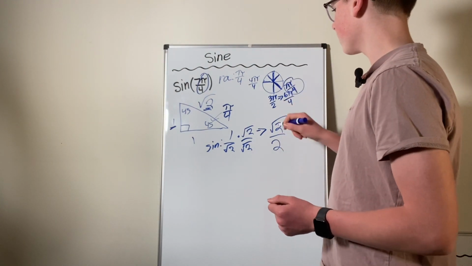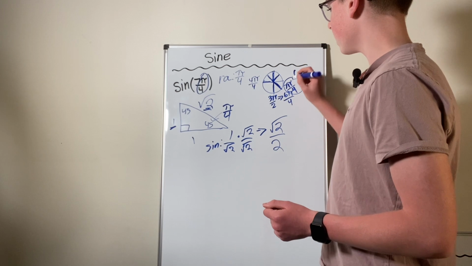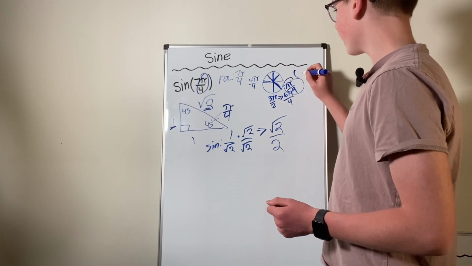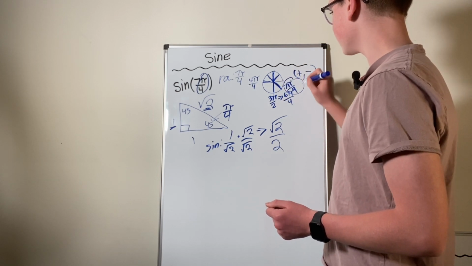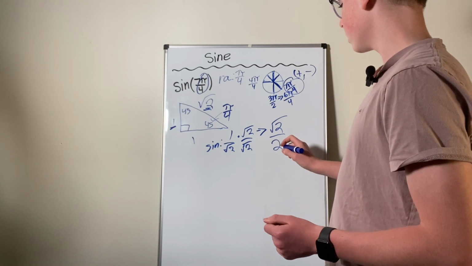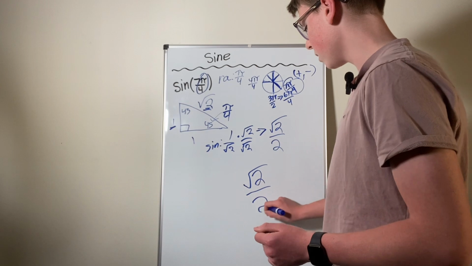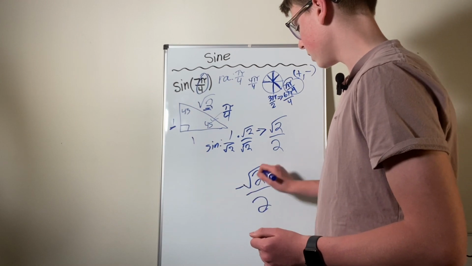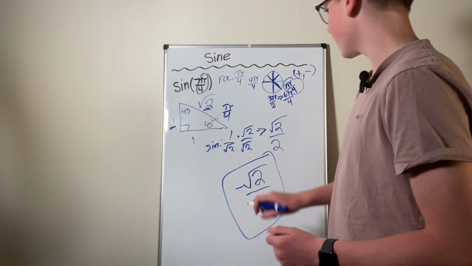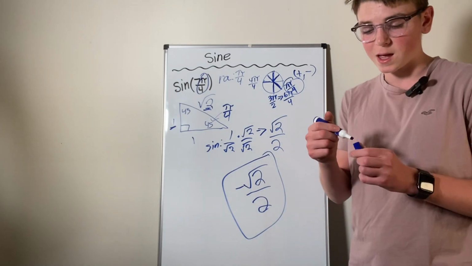So 7 pi over 4, and what quadrant is this in? It is in the fourth quadrant, where cosine is positive and sine is negative. So this means our root 2 over 2, because we are finding sine, will be negative. Because again, sine is y, cosine is x.